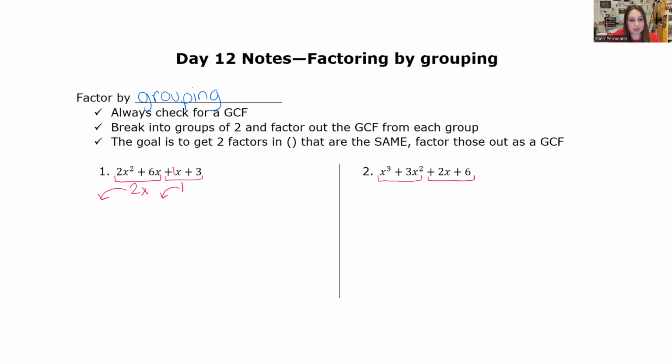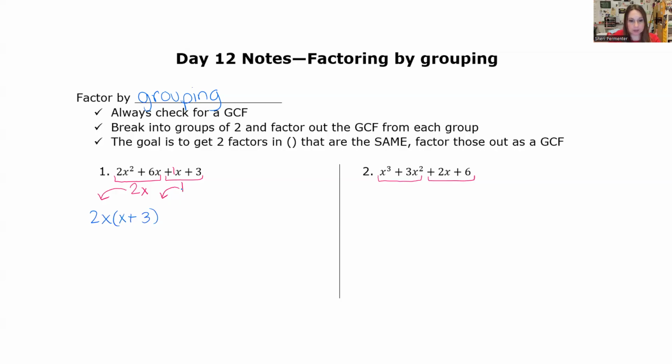So out into the front, I'm going to get a 2X, and then I'm going to write down what I have left. And so if I divide, 2 divided by 2 becomes 1. X squared, and I'm taking 1X away, so I just have an X. Then I'm going to look at the 6X. 6 divided by 2 is 3. It's positive 3. And then if I have an X and I'm dividing out an X, I don't have any more X's. For my second group, I'm factoring out a positive 1.